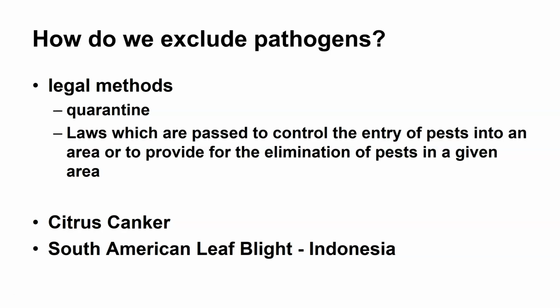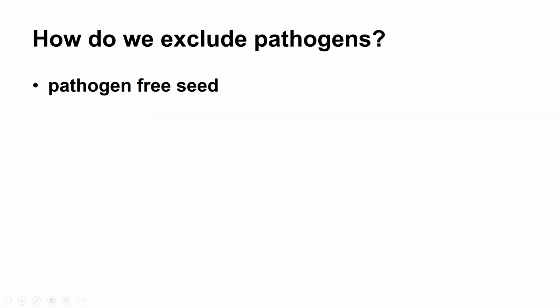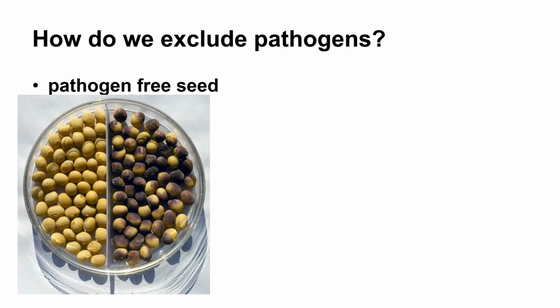We've got laws that allow for things to be permitted in certain areas and things not to be permitted in certain areas. These are very important as far as excluding pathogens from an area. How do we exclude pathogens? One of the things we deal with is pathogen-free seed. You have to make sure that the seed is free of pathogen when you bring it in to make sure that you don't bring in that particular pathogen. Over here, we've got soybean seed.